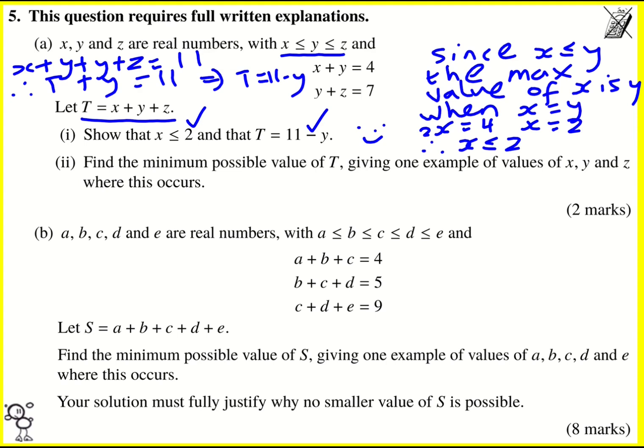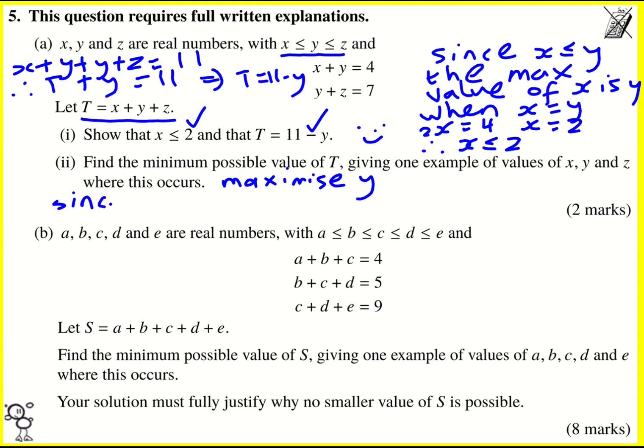Now, find the minimum possible value of t, giving one example of x, y, and z where this occurs. Okay, so to get the minimum value of t, we need to maximize y. We can use a similar idea to what we did. We maximized x in the first part, basically; the biggest it could be would be 2. So we can do a similar idea here.